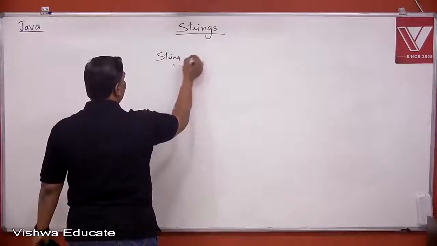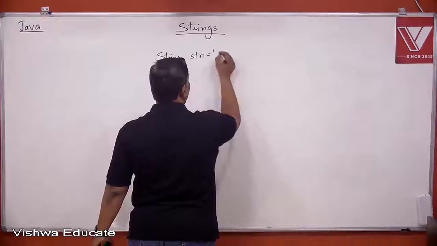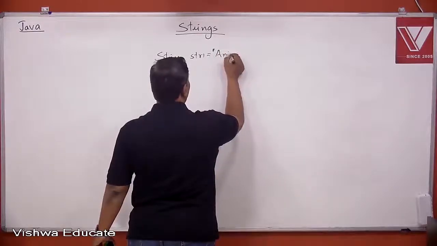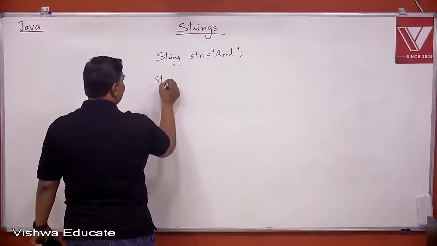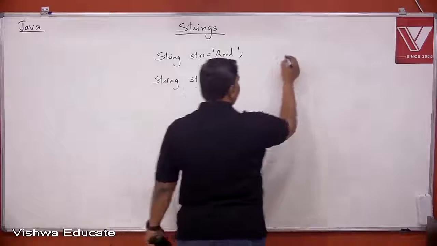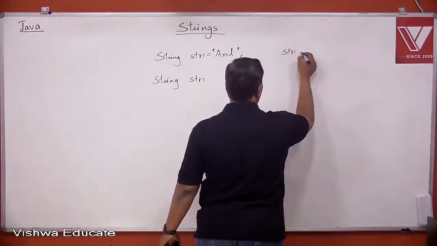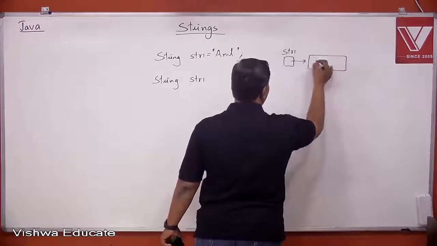String str1 Anil. See, this str1 was pointing on Anil, right? So this is an object Anil.